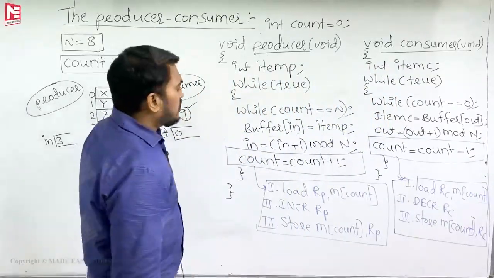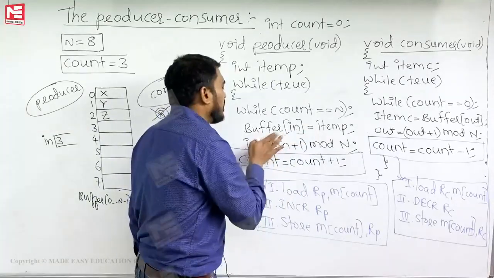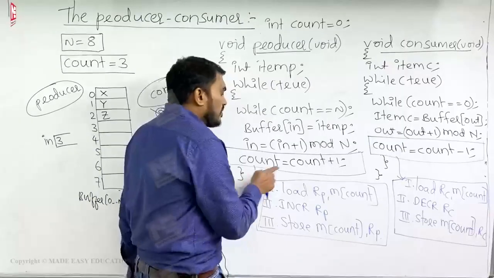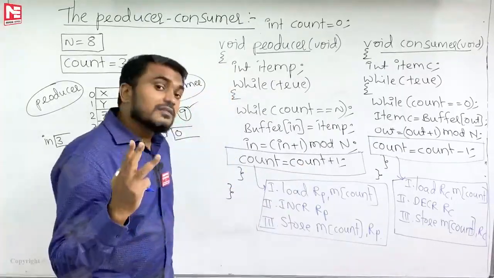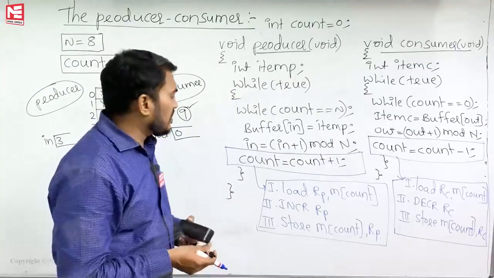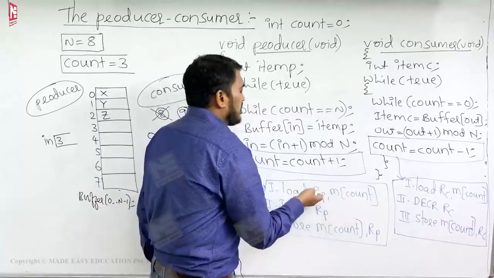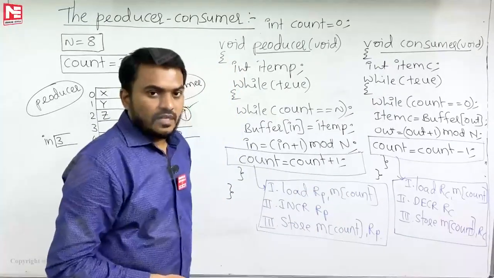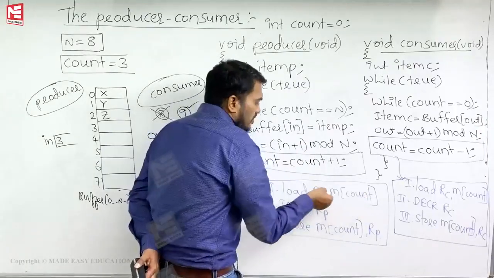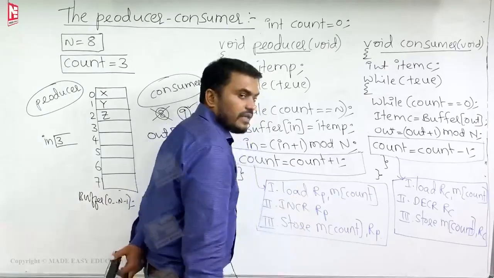Now tell me, count equal to count plus 1. Obviously you have placed the item in the buffer and after that you increment the count value, count equal to count plus 1. So count equal to count plus 1 will execute in 3 instructions. Like, load the count value into a register, and second, you are incrementing the register value.